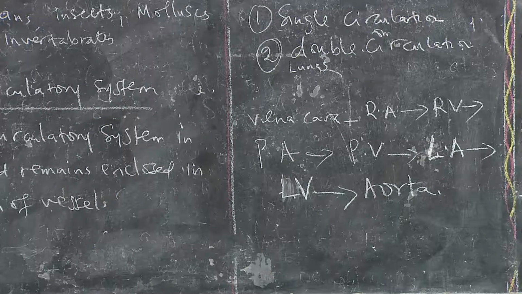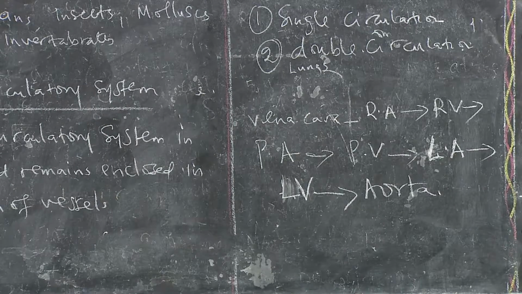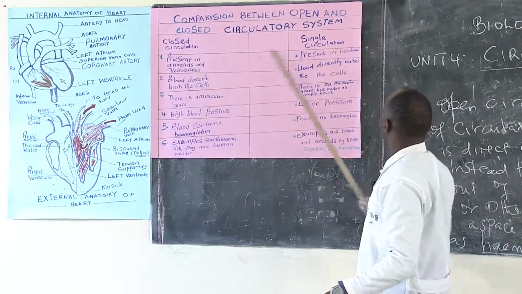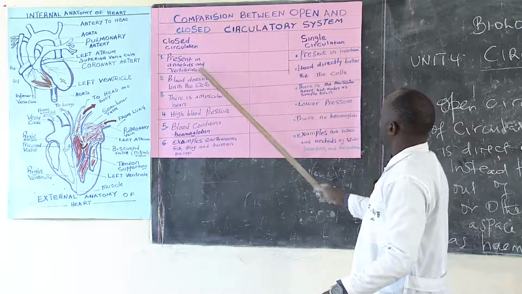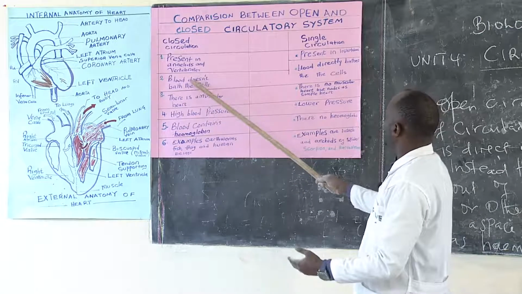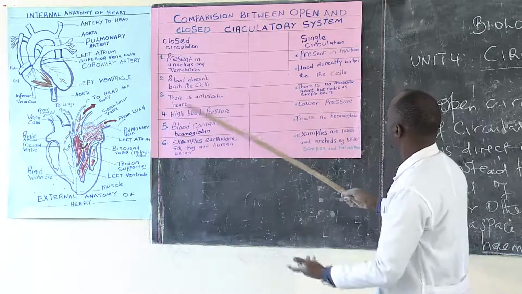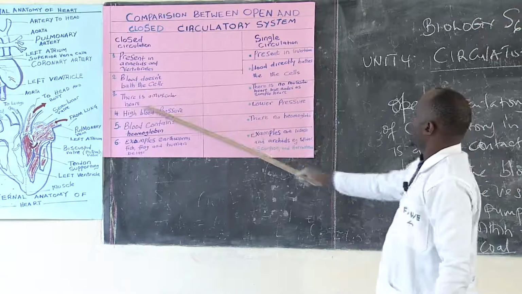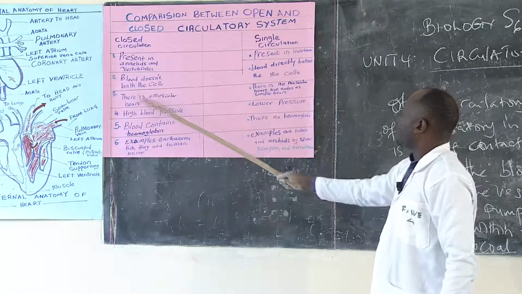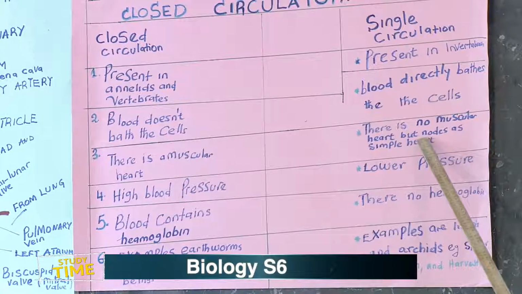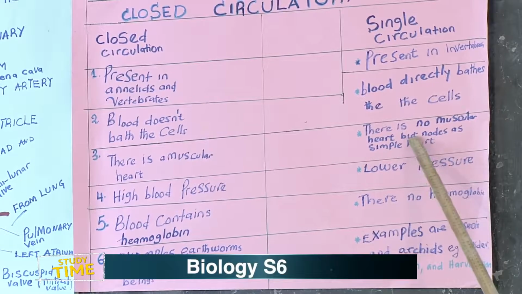Good. Let's look at the differences now, the comparison between closed and open circulatory system. Closed is present in annelids and vertebrates. Blood does not bathe the cells because it is not in contact with them. But here in the open system, the blood directly bathes the cells. In the closed system there is a muscular heart which pumps the blood to different parts of the body. Here we say there is no muscular heart, but what is known as a simple heart.